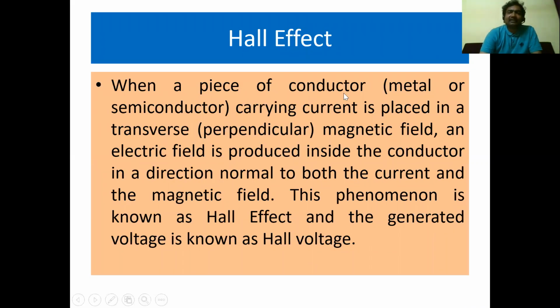When a piece of conductor, it may be a metal or semiconductor, which means that we can apply the Hall effect for metals as well as semiconductors, carrying current is placed in a transverse magnetic field, an electric field is produced inside the conductor in a direction normal to both the current and magnetic field. This phenomenon is known as Hall effect, and the generated voltage is known as Hall voltage.